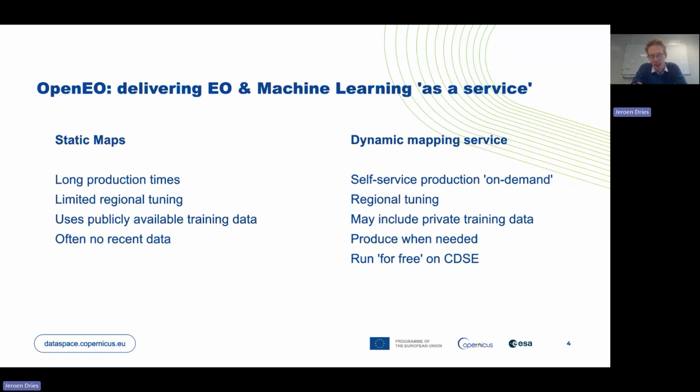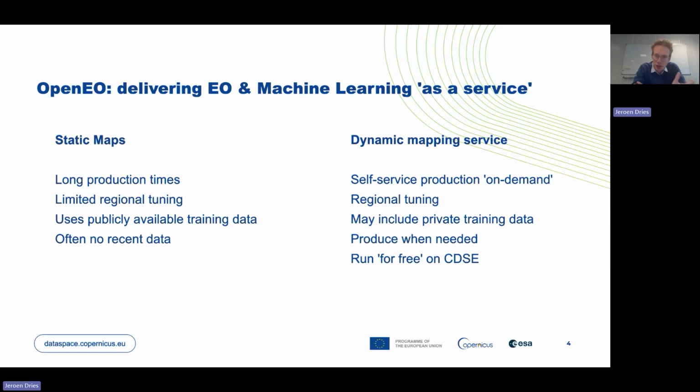And that helps the accuracy. For timeliness, of course, they can just produce it when needed or when the growing season allows it. And all of that runs for free, between quotes, on CDSE. Because CDSE takes the operational cost of running this huge cloud-based processing service.